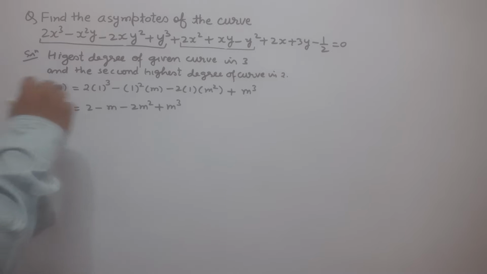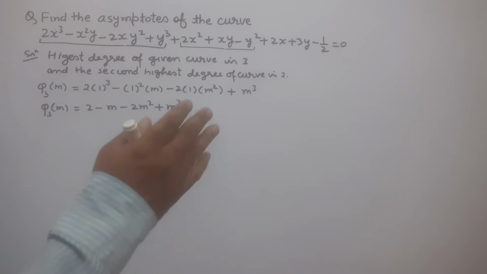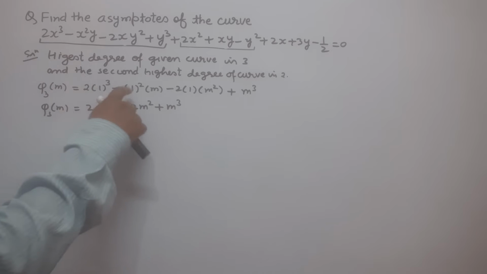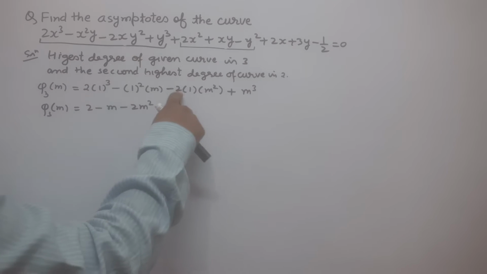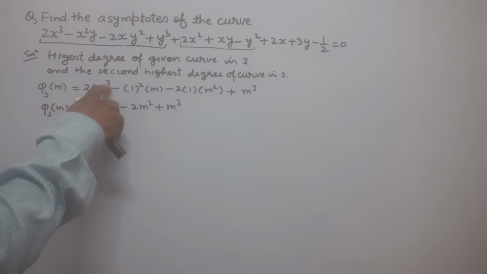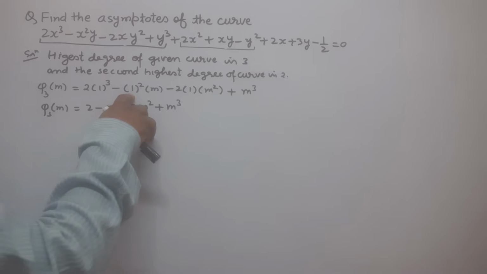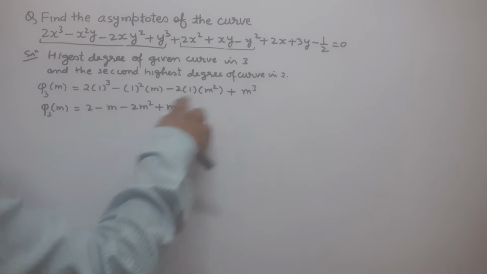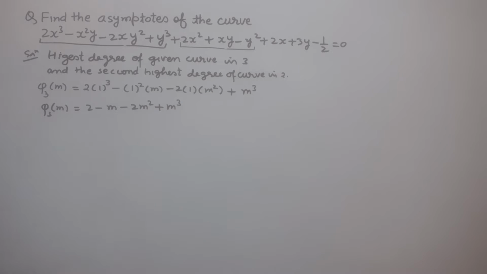You can see that to find phi 3m, in all the terms of degree 3, 1 is substituted in place of x and m in place of y. So 2 into 1 cube minus 1 square into m minus 2 into 1 into m square plus m cube. So this can be written as: 1 cube is 1 multiplied by 2 this is 2, 1 square is 1 multiplied by m this is m, 2 multiplied by 1 is 2, 2 multiplied by m square is 2m square, plus m cube. Now we put phi 3m equal to 0 and get the value of m.